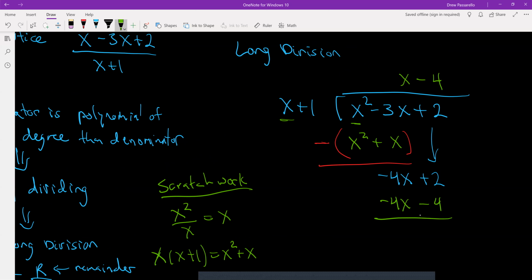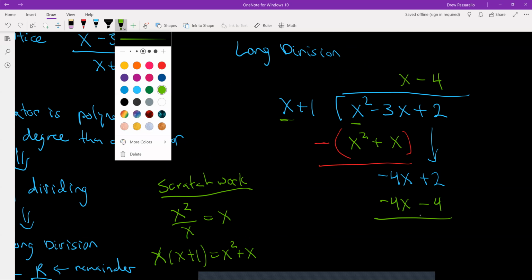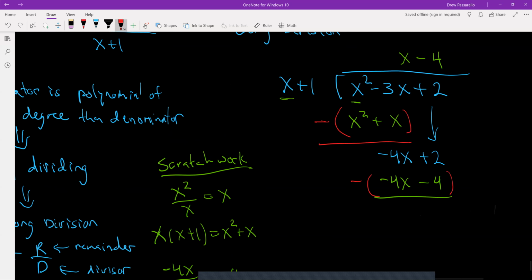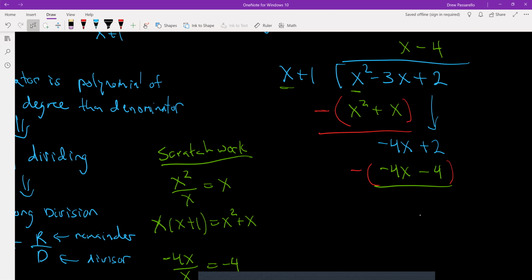Then I subtract all of that, which really changes the signs. So really that would be plus 4x plus 4, but the 4x's cancel out. Then I have 2x plus 4 because of the double negative. So that's going to give me, what, 6.